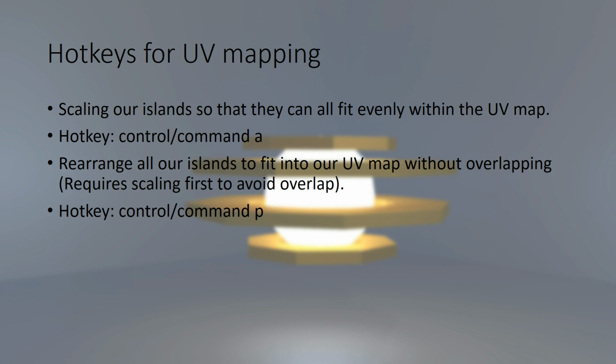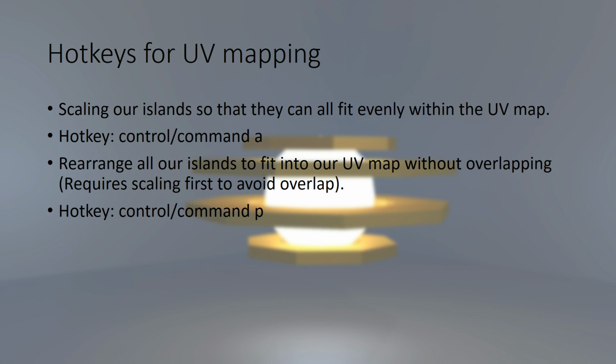So what will happen is you'll select all of your islands and then you'll use the hotkey Control A, or Command A on a Mac, and what Blender will do is it will average out the scales of each of your islands so that you get an even size between them so that they can all fit in.